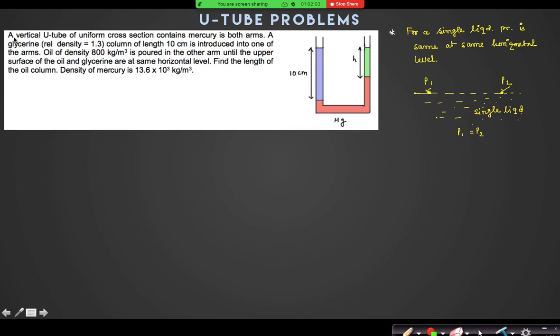So one such question is given: a vertical U-tube of uniform cross section contains mercury in both the arms. So this is mercury, as it is written. A glycerin of relative density 1.3 and length 10 cm is introduced into one of the arms. Oil of density 800 kg per meter cube is poured in the other arm. So there is glycerin, there is oil, until the upper surfaces are at the same horizontal level. Find the length of the oil column.